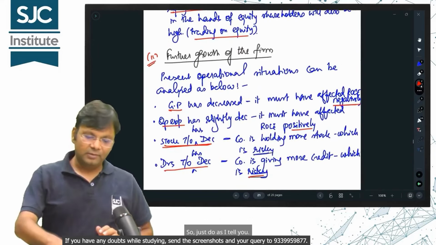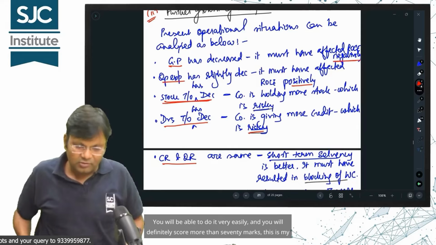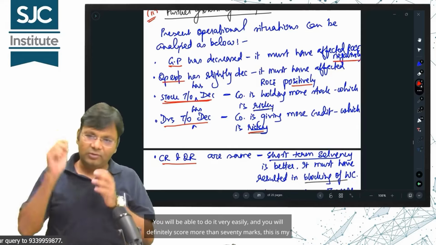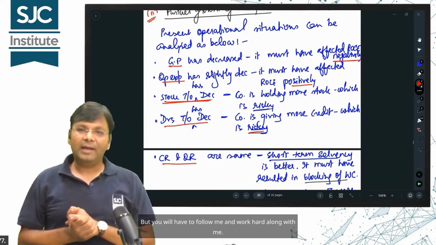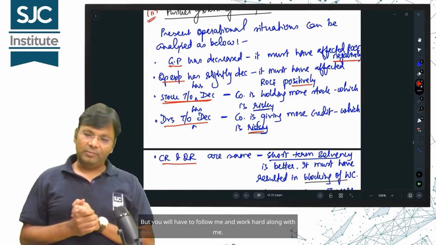You also need to remove this judgmental mindset. I keep telling you again and again that what students do is, they keep judging themselves. No, I won't be able to do it. Sir is teaching, but I won't be able to do it. You will be able to do it very easily, and you will definitely score more than 70 marks. This is my guarantee. But you will have to follow me and work hard along with me.